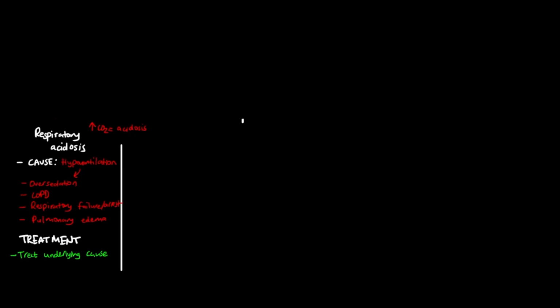Another way we can treat respiratory acidosis is to increase the number of respirations. Because remember, the cause of respiratory acidosis is hypoventilating. A person isn't breathing enough. So we need to increase their breathing rate. And another really simple thing that can be done is to elevate the head of the bed, because this promotes oxygenation.